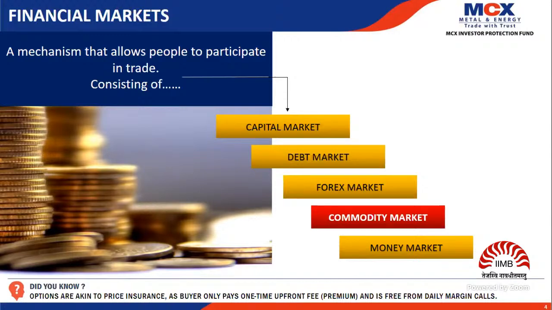Similarly, there is the forex market. What is the forex market? Again, currencies. In India we can trade USD INR, JPY INR, or GBP INR. All these come under the forex market, where corporates, importers and exporters usually deal. Then there is also the money market. For the money market, an example is T-bills or certificates of deposit.